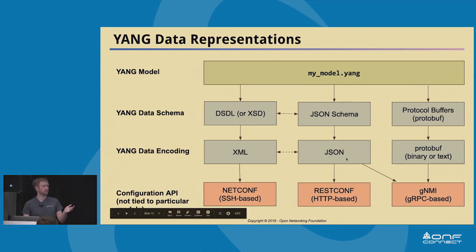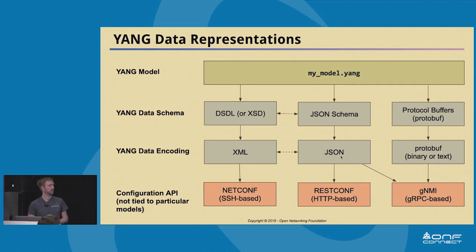It's also worth noting that gNMI supports a JSON encoding. It doesn't go so far as to accept XML by default out of the box, but you could hack XML into it if you really wanted to.